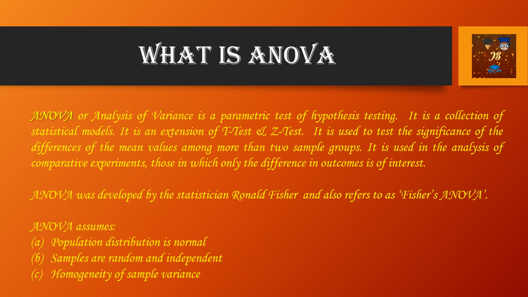Now, ANOVA makes some assumptions. Number one, the population distribution is normal. That means the samples taken from a particular population, that population distribution is normal. That means they are of the same age, or from the same socioeconomic status, something like that. The homogeneity of the sample is considered important here. Samples are random and independent. That means when a sample is chosen from a population, it is chosen on a random basis, with no bias in the sample.